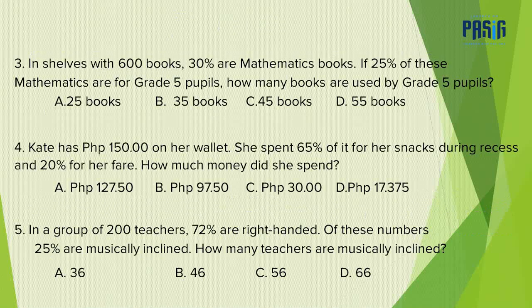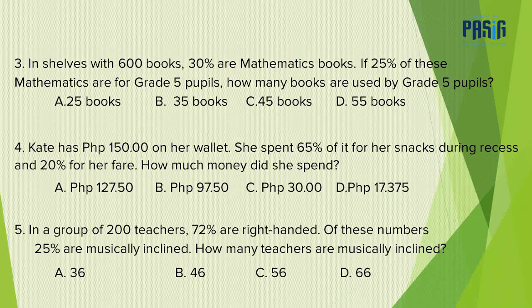For number 3, in shelves with 600 books, 30% are mathematics books. If 25% of these mathematics books are for grade 5 pupils, how many books are used by grade 5 pupils? A. 25 books, B. 35 books, C. 45 books, or D. 55 books.